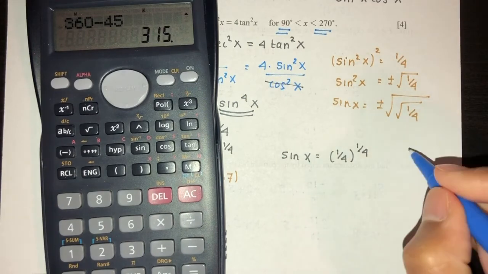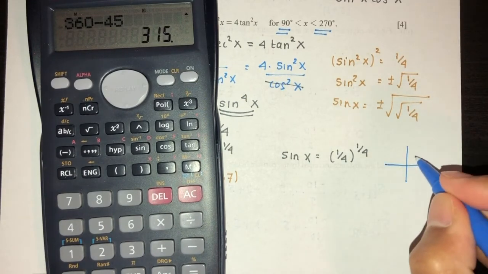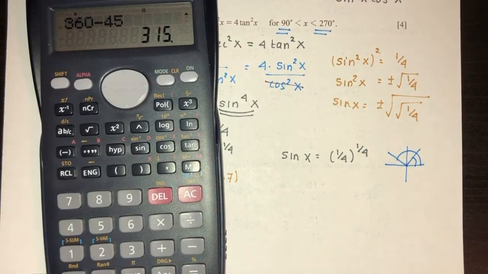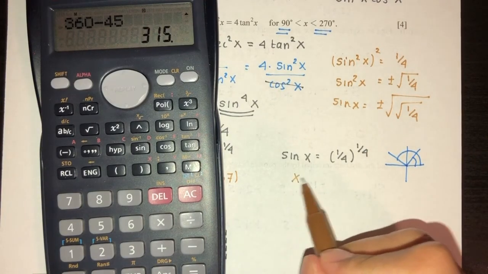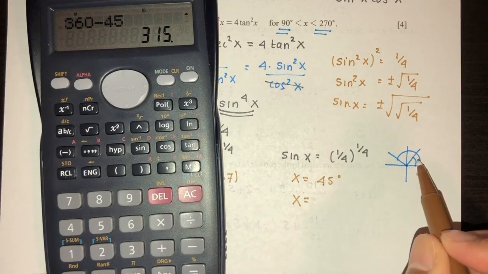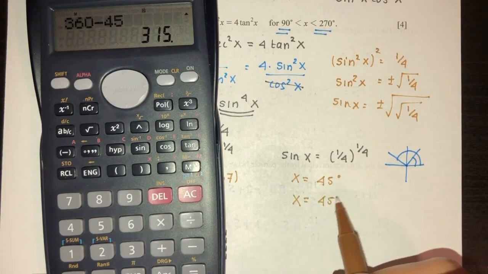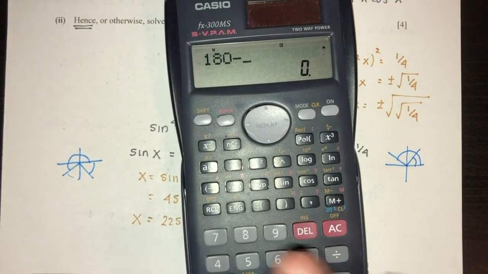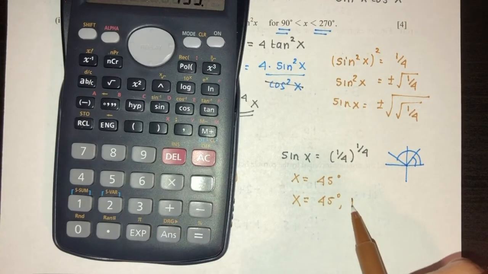Now same thing here. We have to look at your quadrants. It is positive, so it will be in your first quadrant and your second quadrant. So x, as we have seen for the other part, will be 45 degrees, but also will be this one, which is 180 minus 45. That will be 135.